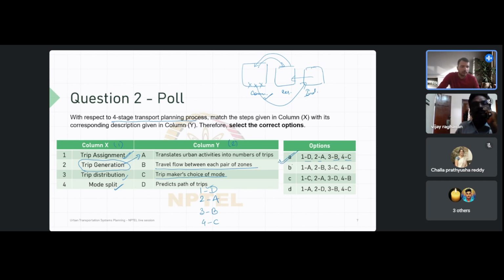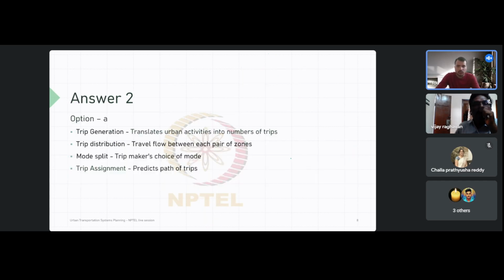I think two people answered option A. So yeah, that was the correct answer. Moving on to the solution for this. So option A was correct. Trip generation is about translation of the urban activities into the number of trips. Trip distribution, travel flow between each pair of zones. Mode split, choice of mode, and trip assignment is the path of trips. So is this clear?